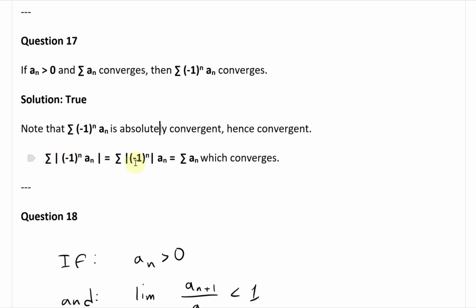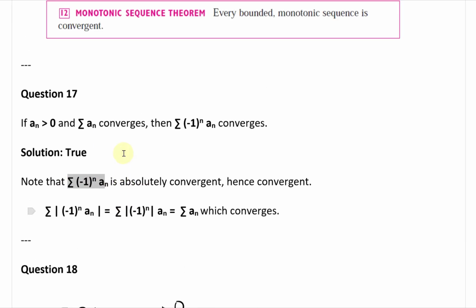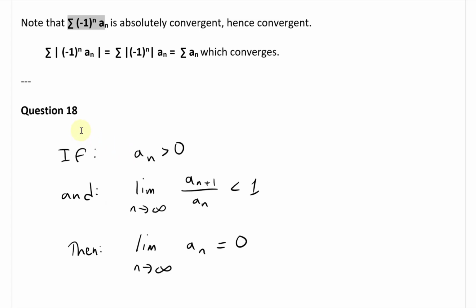Then this becomes the absolute value of negative 1 to the power of n, because an is greater than 0. And so then this just equals the series right here, and we know it converges. Hence, this absolutely converges, hence this converges by the absolute convergence theorem. All right, so now let's take a look at question 18.